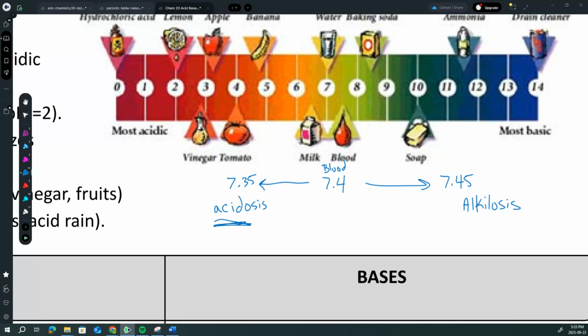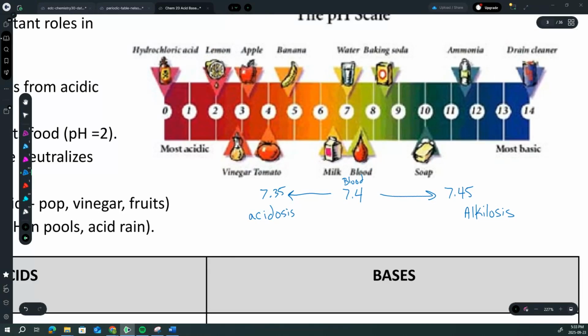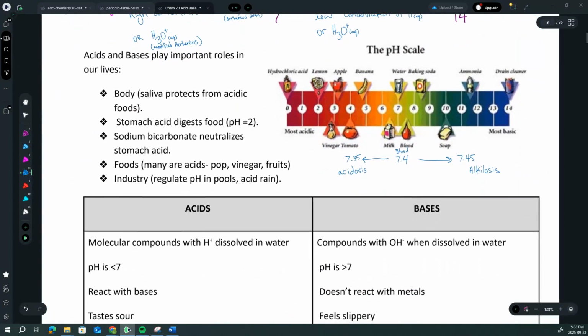If you have the case of acidosis, you're going to want some more basic IV fluids, or if you have alkalosis, then you'd want more acidic IV fluids. Okay, so that's interesting there, just with your blood, that your body operates in quite a seemingly narrow range of pH. Because otherwise, if it's outside that range, bad things start happening to your body.